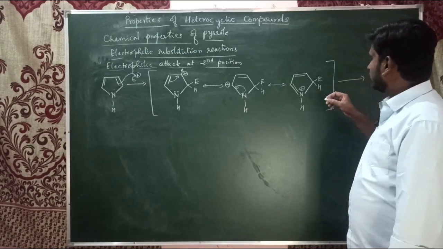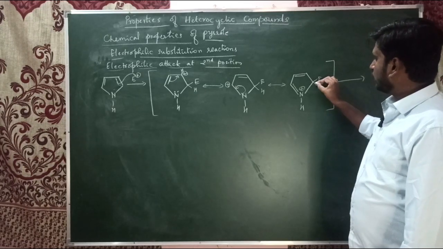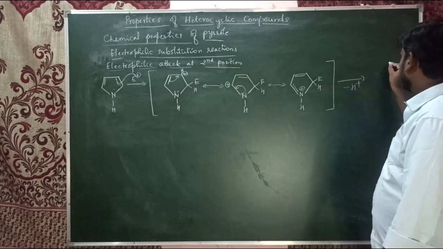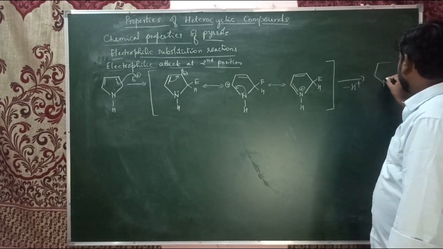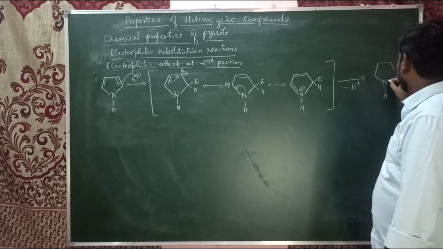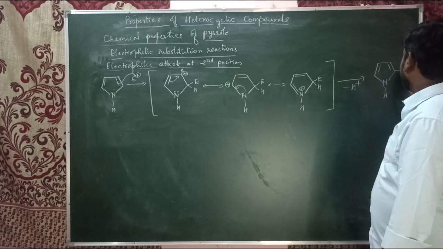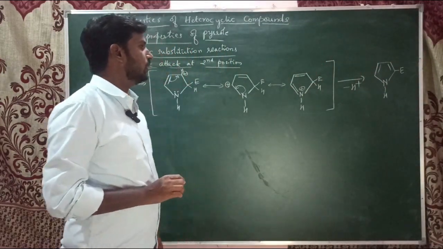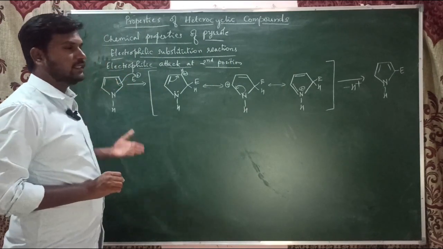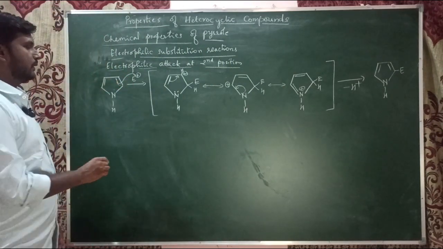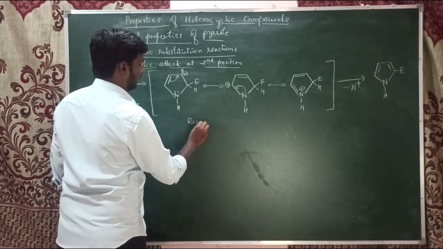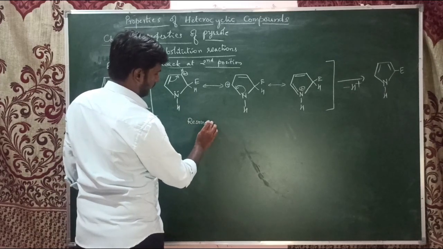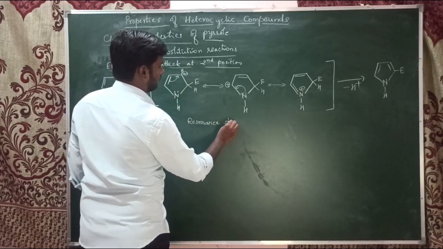So obviously at the final step, this proton will be removed. With the removal of that proton, it forms this compound. Yes, this is the electrophilic substituted product. So this is about when the electrophile attacks at the second position. Okay, these 3 are the resonance structures of the carbocation formed during the reaction.